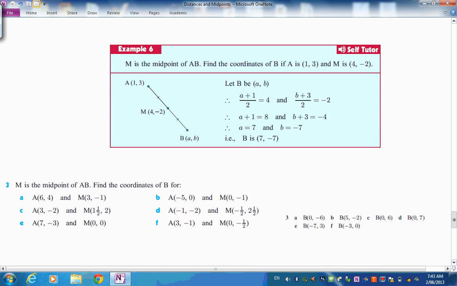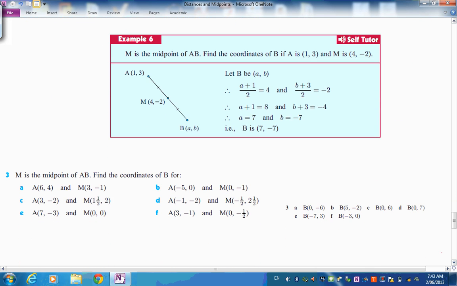What else can we do with midpoints? Well, we could say, if we have a midpoint given to us and a point on the end of the line, how do you find the other end? Well, that's a bit of a tricky one here. There's an end and we know the midpoint. We know the midpoint and we don't know what that point is.